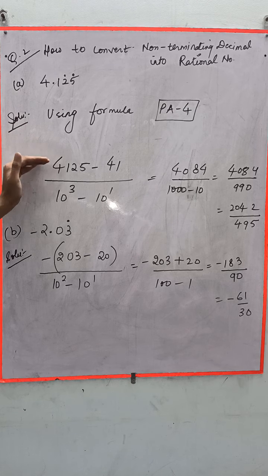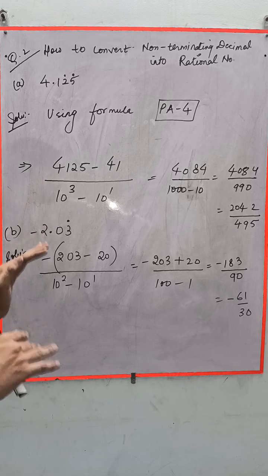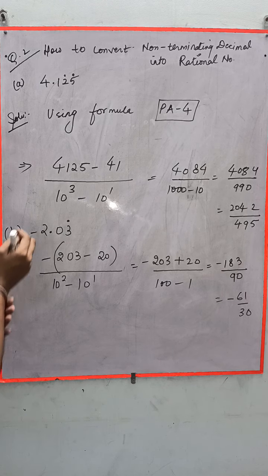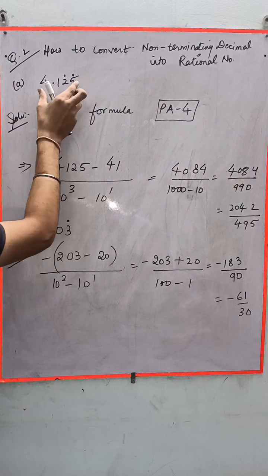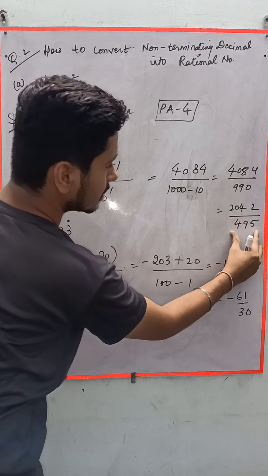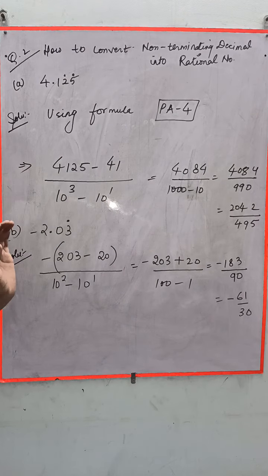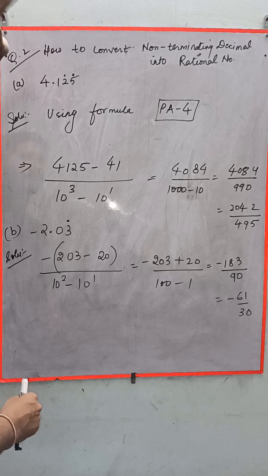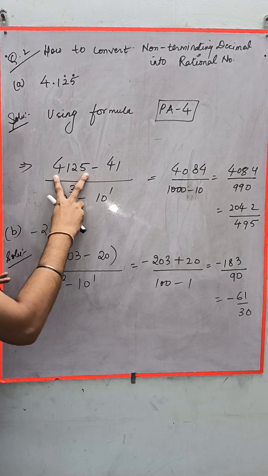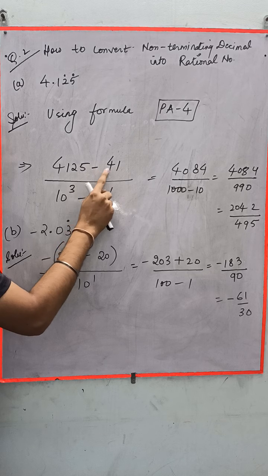Now please understand, because this might be confusing for you, so it is better to understand all the concept here itself. So this question we need to change into the rational number. That means, see, this question is nothing but this. If you divide it, you will get the non-terminating digit. So how can we convert? First, whatever the number is given to you, remove all the recurring and decimals and write it here. So that is why I have written this as 4125 minus 41.